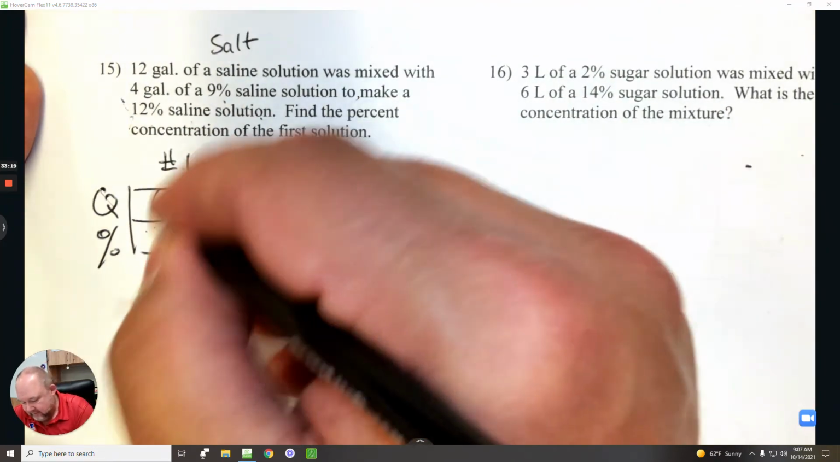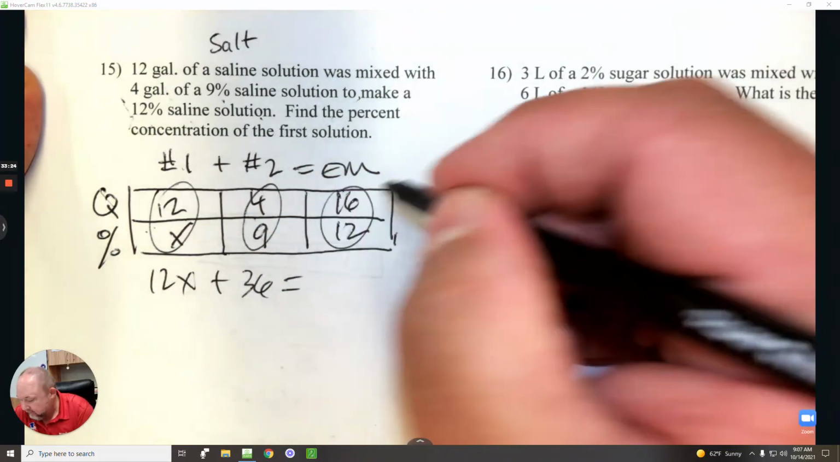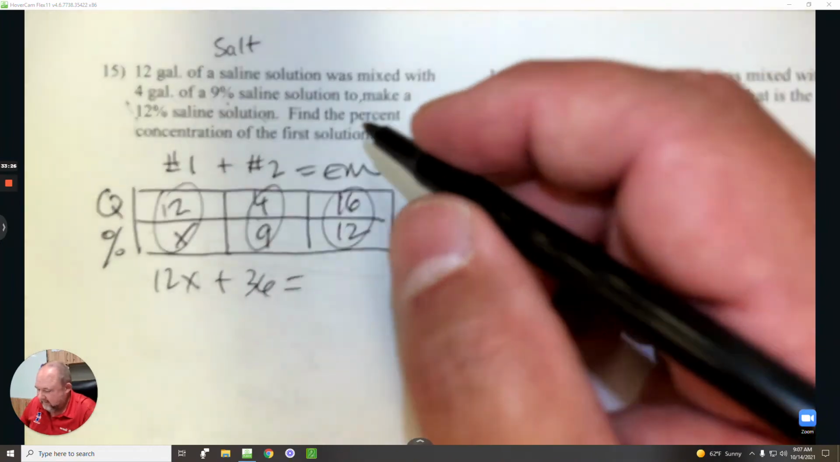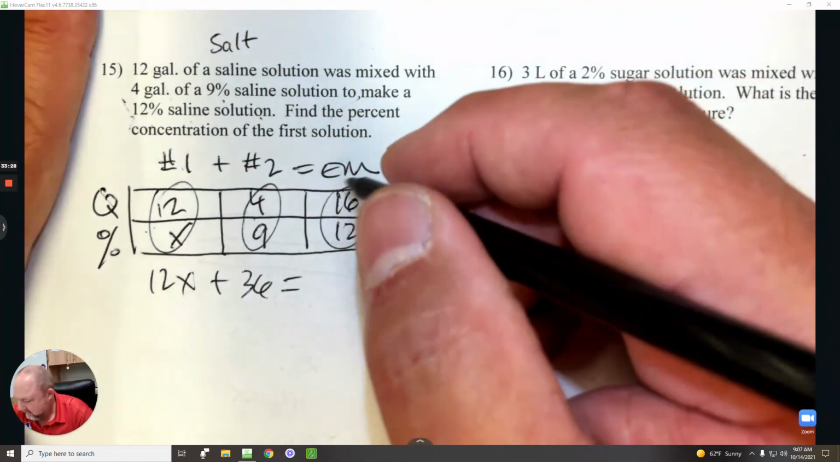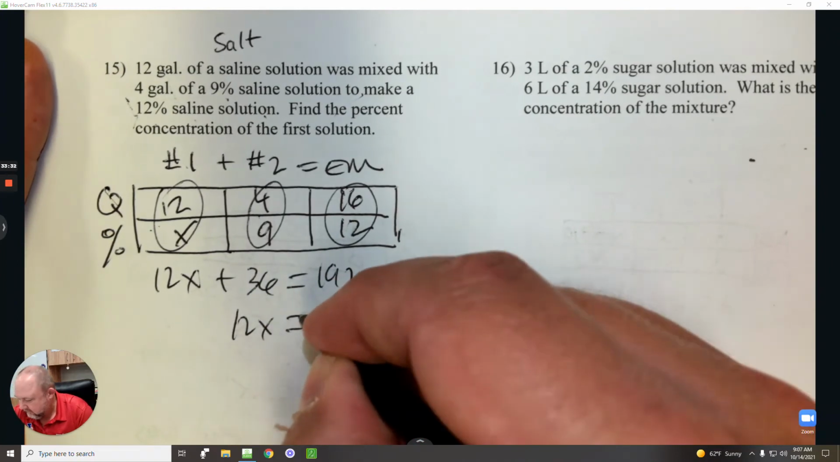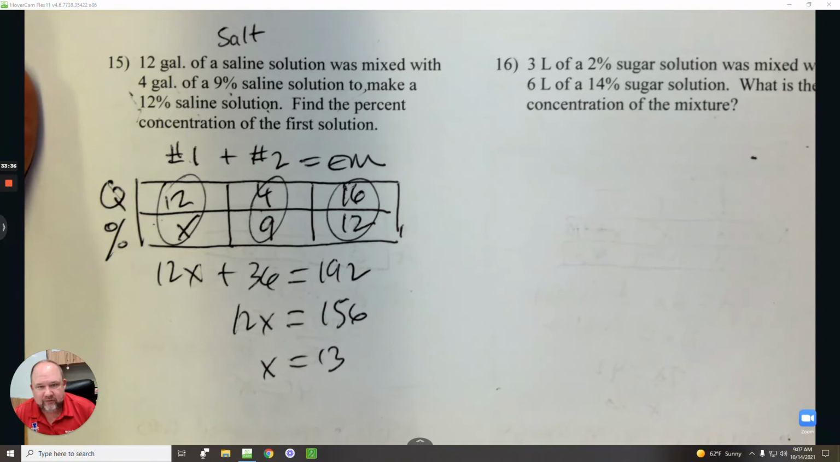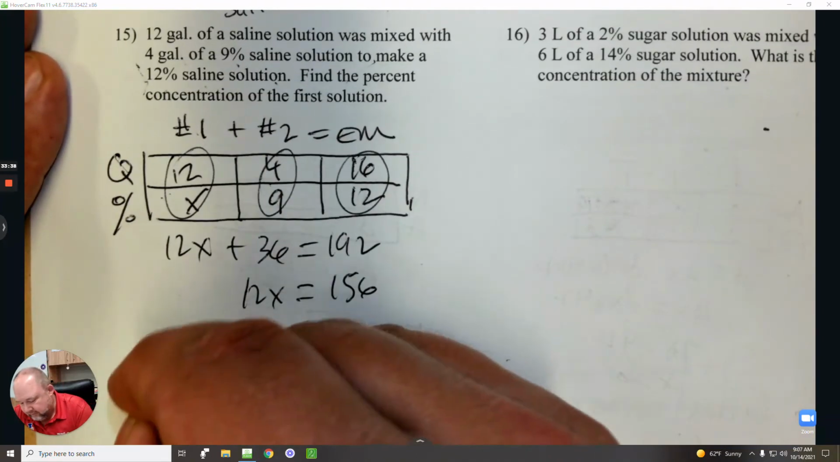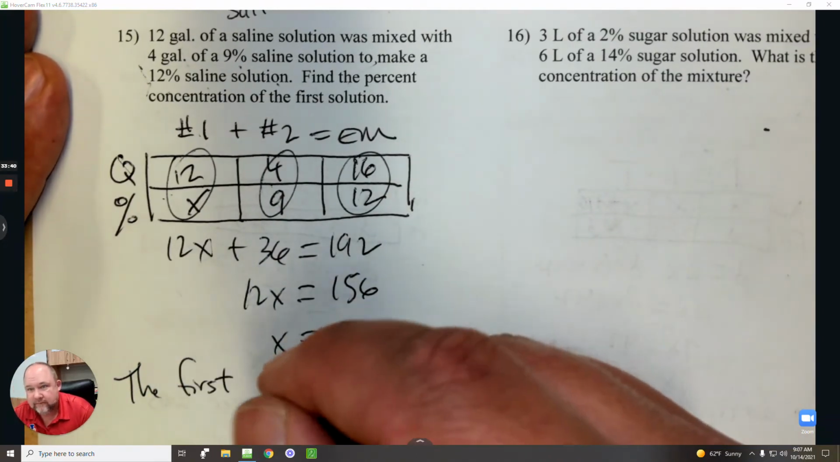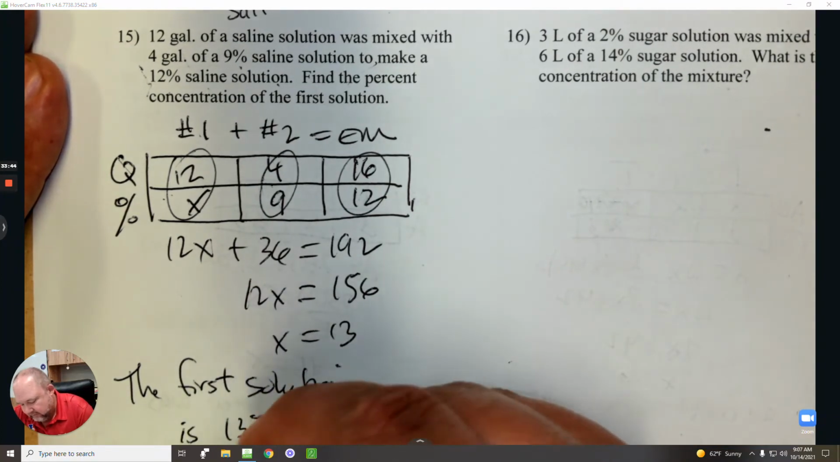And then I solve it. So 12x plus 36 is equal to 16 times 12, which is 192. So subtract 36, and then divide by 12, and you get your answer. So the first solution is 13% saline.